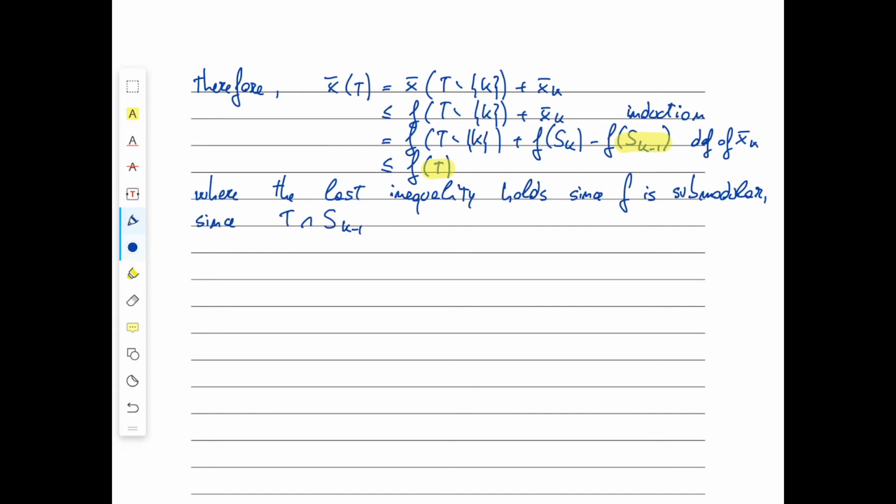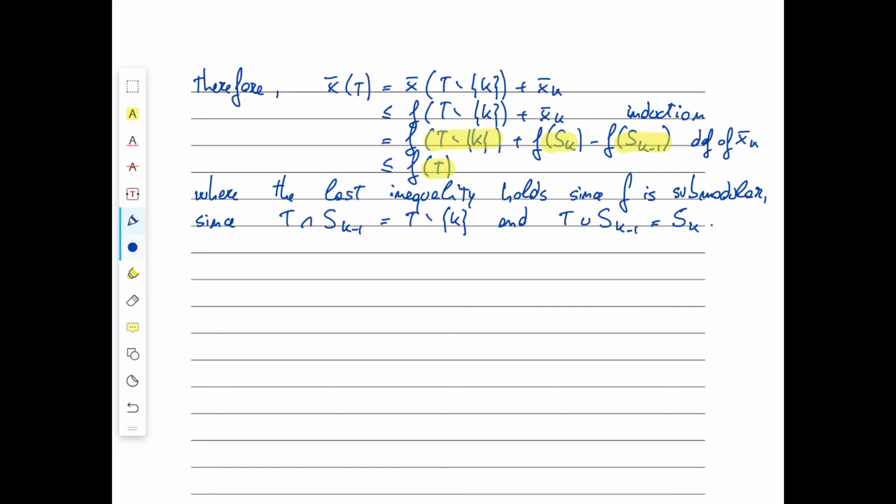Remember, the largest element of T is k, therefore T intersected S_(k minus 1) is exactly T minus k. And what about T union S_(k minus 1)? Well, remember, the largest element again of T is k, so T union S_(k minus 1), we obtain exactly S_k. Perfect, so that's exactly what we wanted. The intersection is T minus k and the union is S_k, so the inequality above holds as we claimed.